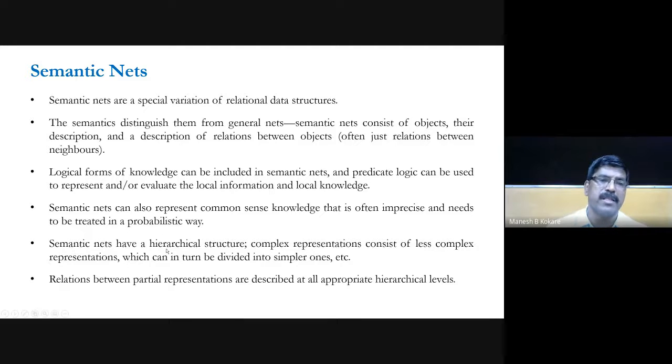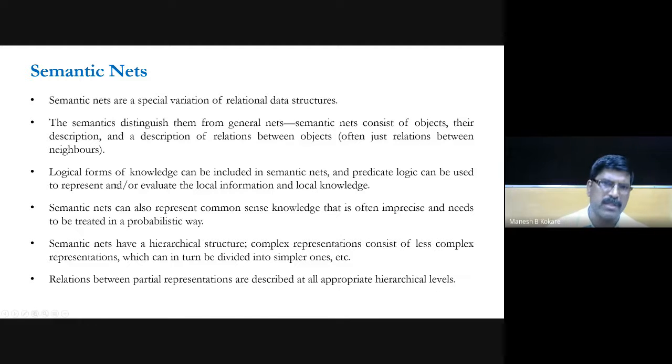So semantic nets have a hierarchical structure. Complex representation consists of less complex representation, which can in turn be divided into simpler ones by dividing the entire scene into different regions, and so on. So relations between the partial representations are described at all the appropriate hierarchical levels.